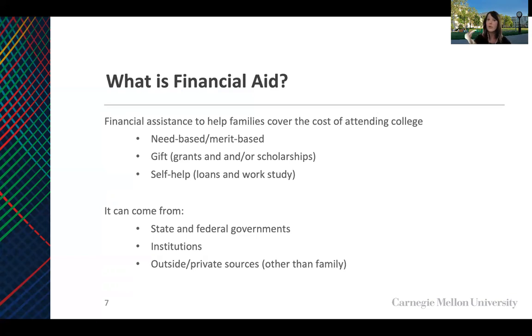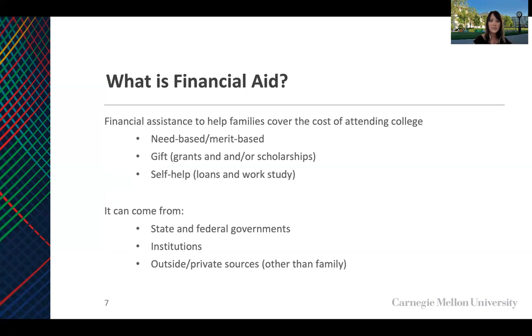Gift aid, you'll hear, is any kind of grants or scholarships, basically things that you're not paying back, right? So if you receive the federal Pell Grant, or if you receive a grant through a university, those are things that you will not pay back. So they are considered gift aid. Self-help is anything like federal loans or federal work study. So those will be awarded to you through the completion of your FAFSA.